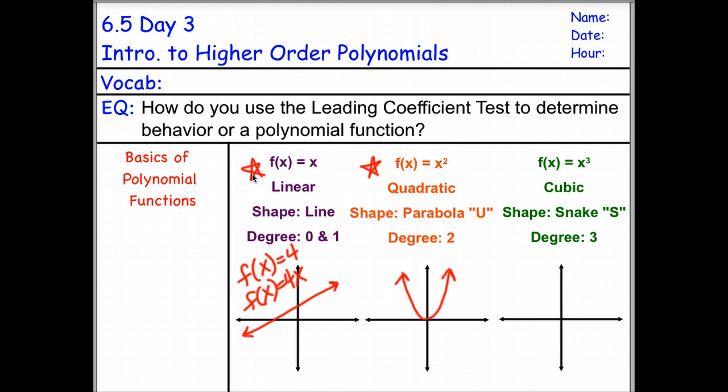Now, I want you to pick up your pencils and make sure that if you haven't been drawing these already, you get these next ones. The next one is f of x equals x cubed, and this is going to be a snake shape or an S shape, and it has a degree of 3. You've seen these as a parent function, but we haven't gotten into them too much. That's where we're getting into them now. And this is where it looks something like this. Or it could also possibly be looking the other direction as well, depending on whether it is positive or negative.